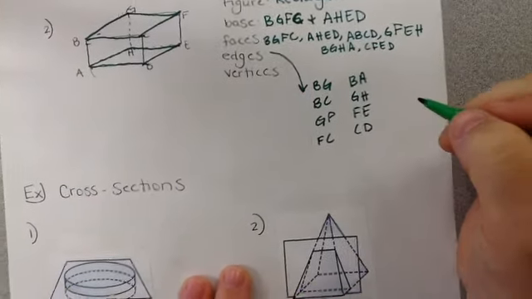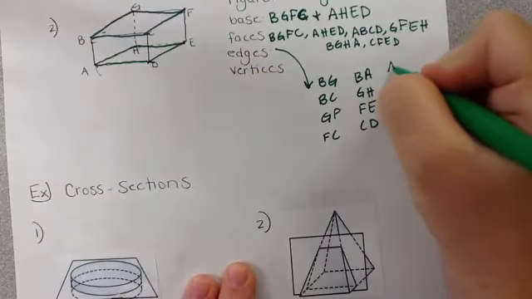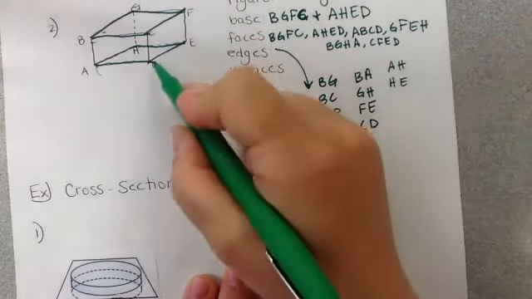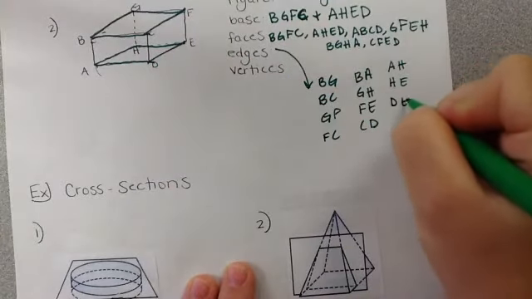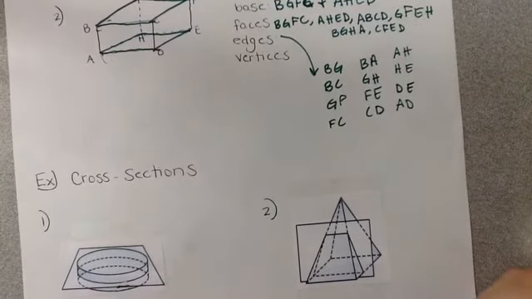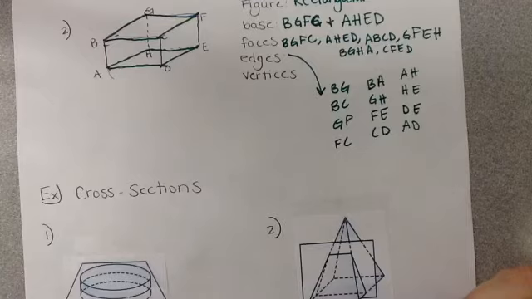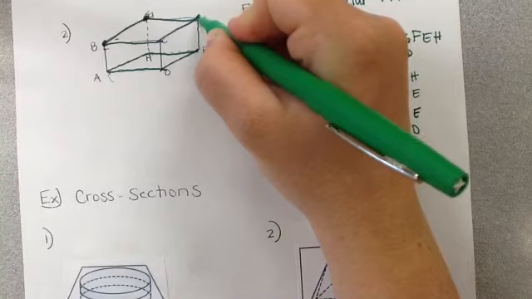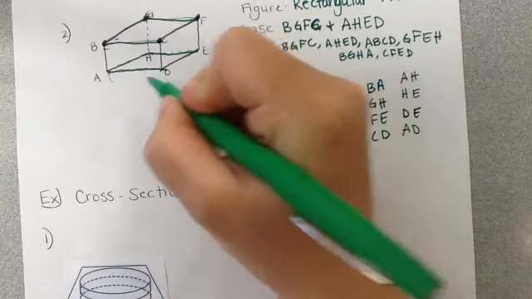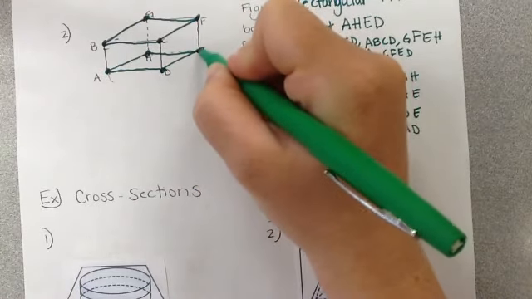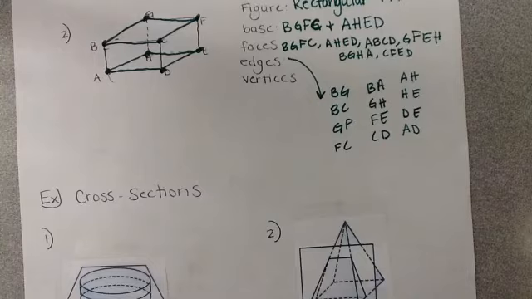And lastly, the bottom, A, H, another one, H, E, D, E, and A, D. Lots of edges. Vertices then are easy. They're the points. Point B, G, F, C, H, A, D, and E. So name all those different pieces.